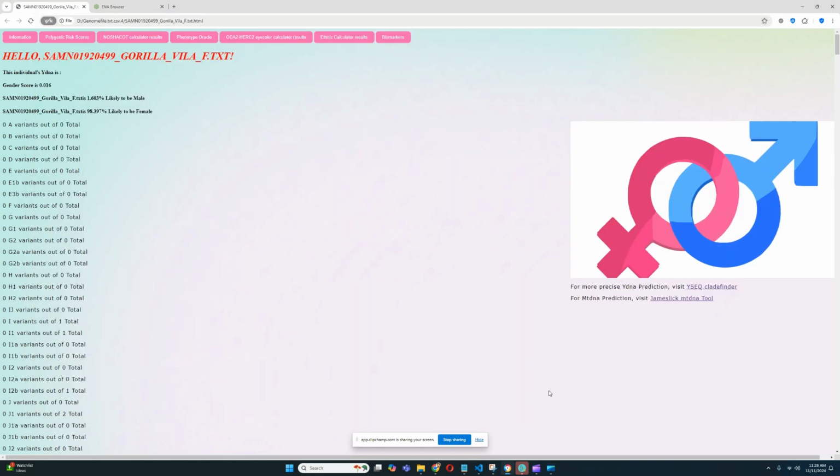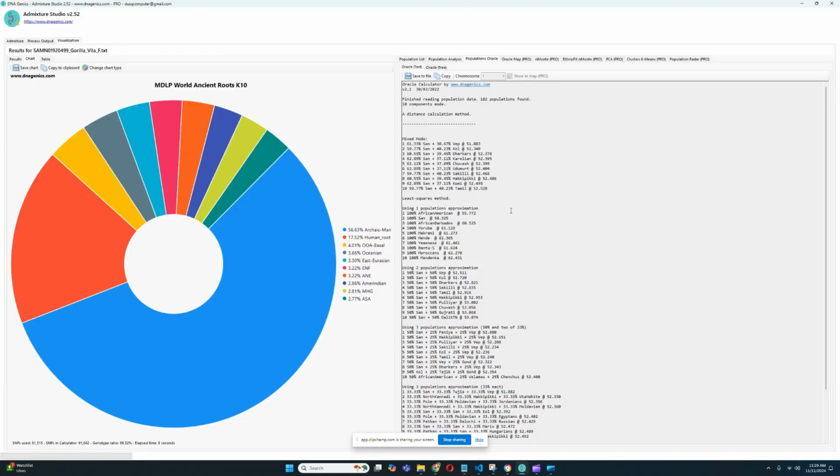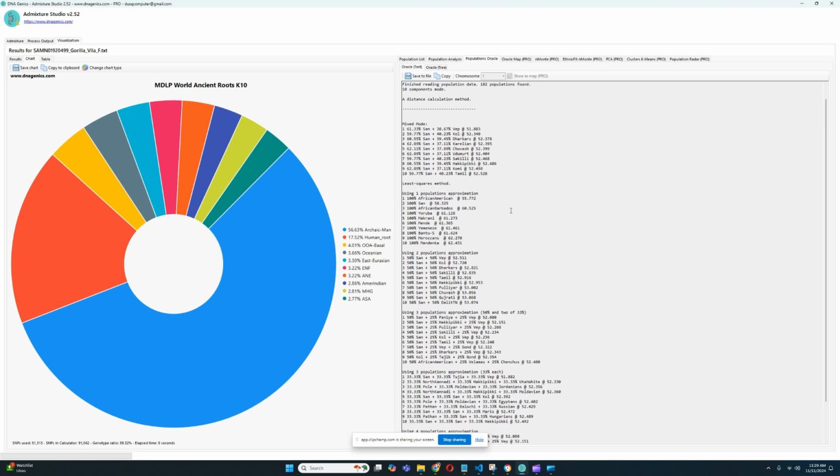All right, now let's return to the MDLP world ancient roots K10, and here we see that once we add the anchor groups that are not modern human, we see something that's completely different. We see that she's scoring 56.3% archaic man, 17% human root. So she's scoring all of these components that are completely unusual for modern humans.